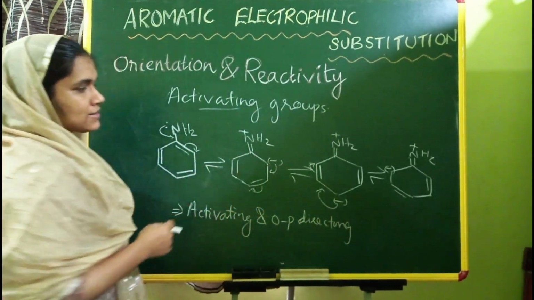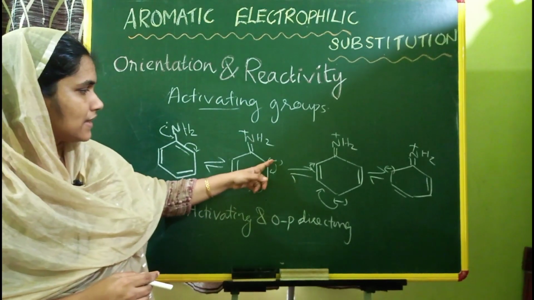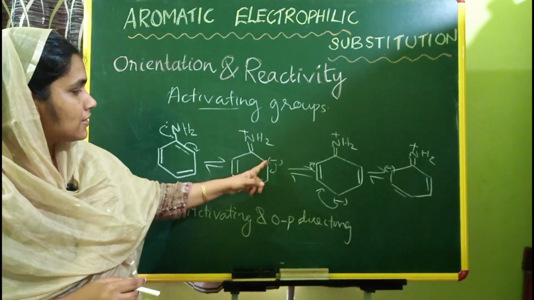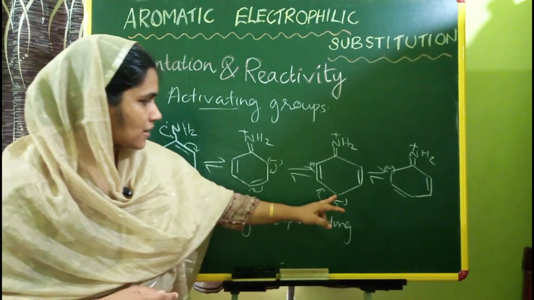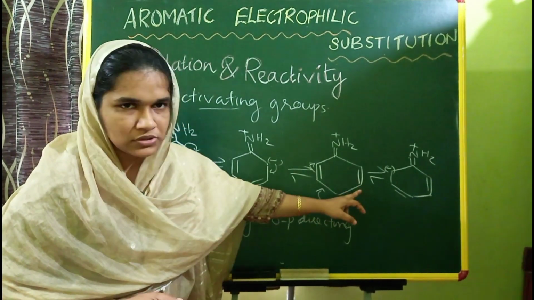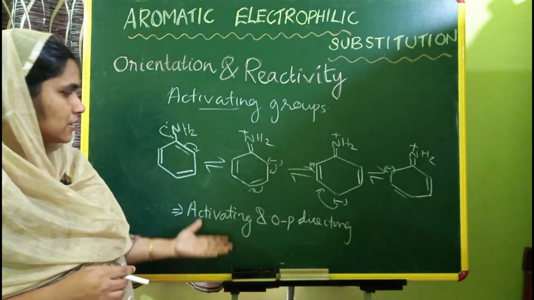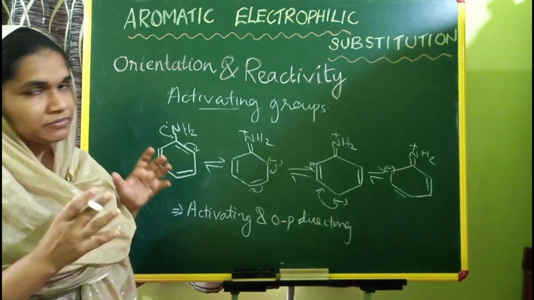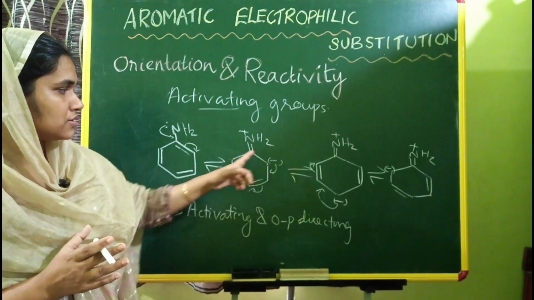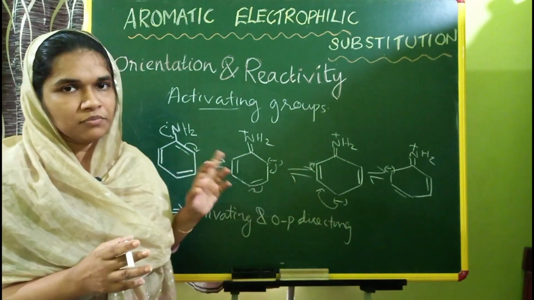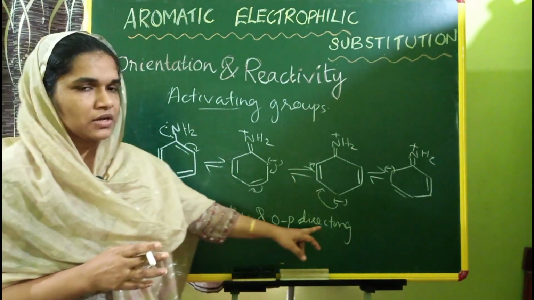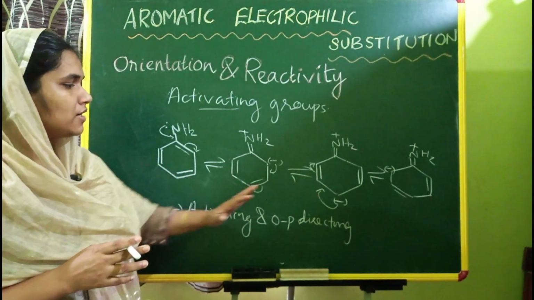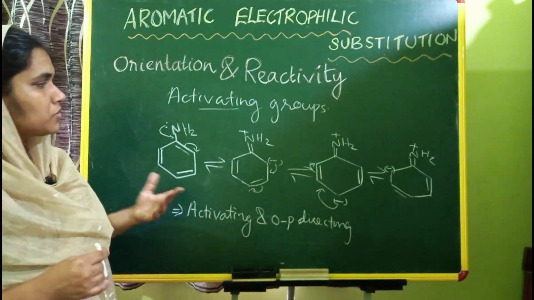If you look at the resonating structure, you can see that a negative charge is present at ortho and para position, not in meta position, so the incoming electrophile with positive charge will approach this ortho or para position. That is why it is called an activating and ortho-para directing group.